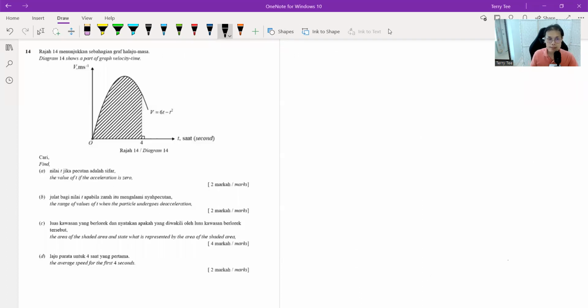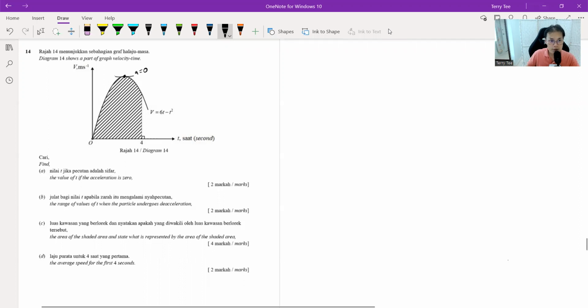Question number 14, this is kinematics of linear motion from 5 chapter 8. So here we have a part of a velocity time graph, v equals 6t minus t squared. So you're finding the value of t if the acceleration is 0. Now remember, velocity time graph is such that acceleration is your gradient. Your gradient is 0 here.